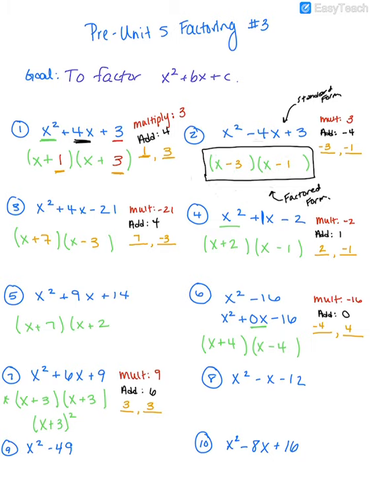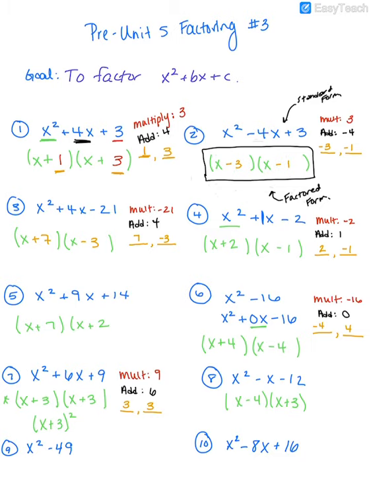Why don't you guys go ahead and try number 8 on your own, so hit pause, try number 8, and then hit play to see if you got it right. So if you did this one correctly, you should end up with the factored form is x minus 4 times the quantity of x plus 3. Now, try number 9 on your own.